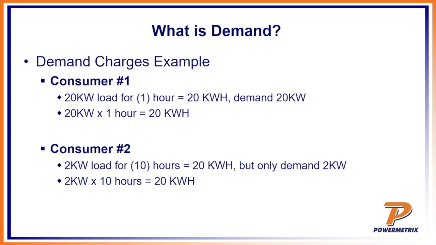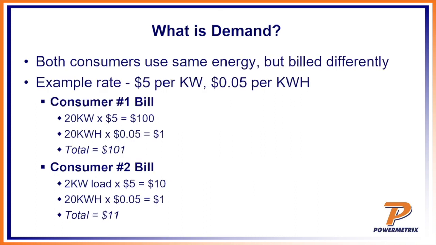So the thing about consumer number 2, who uses 2 kW in 10 hours: 10 times 2, 20 kWh. So he's used the exact same amount as consumer number 1, but his demand was only 2 kW during that period of time. So they're both the same, 20 kilowatt hours, between consumer number 1 and consumer number 2. Now what's important is that the customers used the same amount of energy, but they're billed differently.